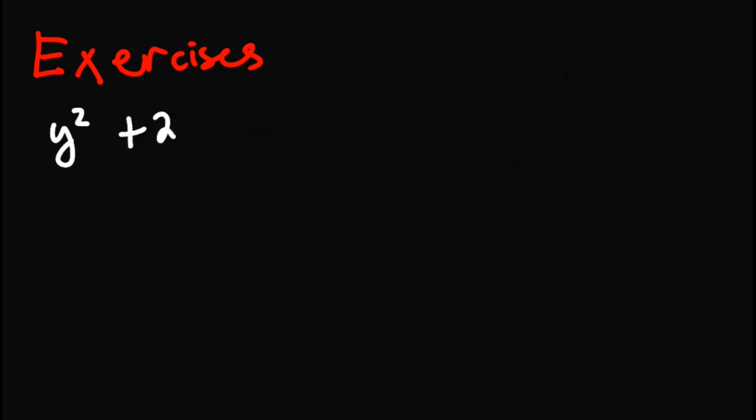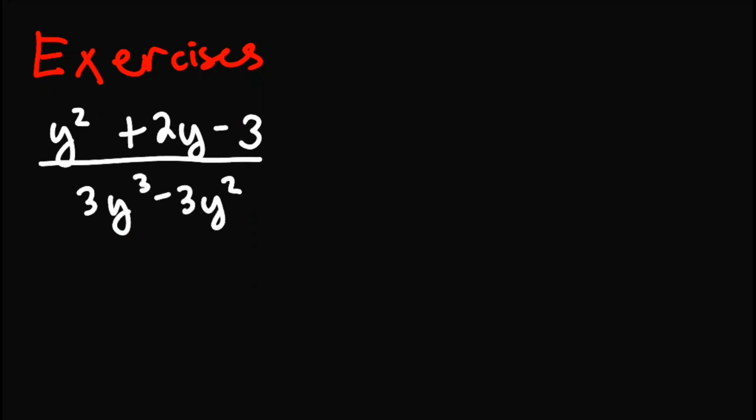To end this one, here are two exercises that you can work on. First, we have y squared plus 2y minus 5 over 3 times 3y cubed minus 3y squared, and the next one is 5 over 3a squared minus 2a minus 5.